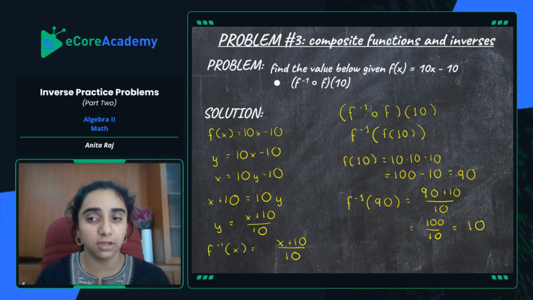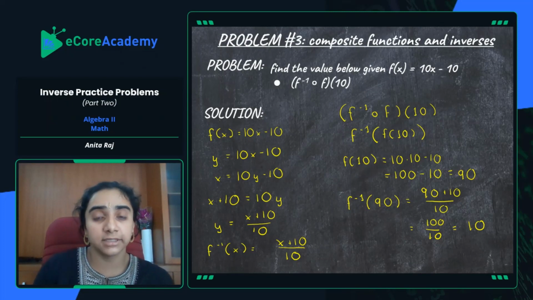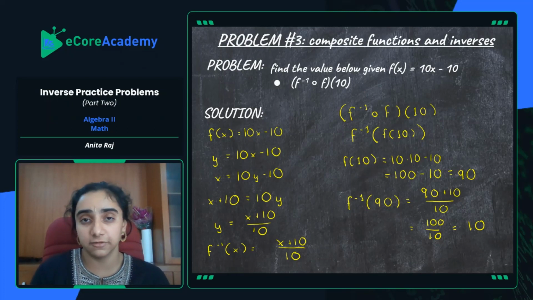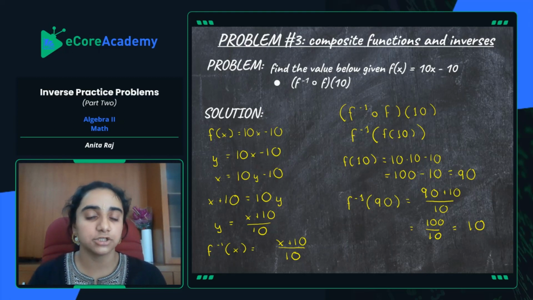As you can see, 10, which we originally plugged into f of x, belongs in the domain of f of x, because 10x minus 10, which is f of x, is a linear function. It is a function, passes the vertical line test, and has a domain that goes from negative infinity to positive infinity. So 10 belongs in the domain of f of x.